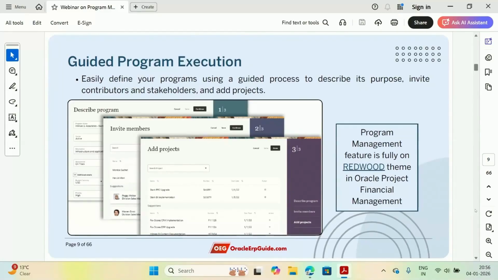Now, when you define your programs, Oracle has helped you. The interface is such that it is a very guided process and you will easily understand how to create a program and how to analyze the program. All that is easy because it is in Redwood and it's a guided process, so it's quite easy to comprehend.